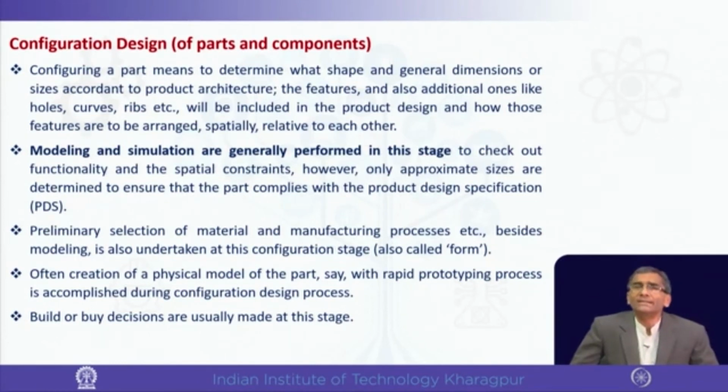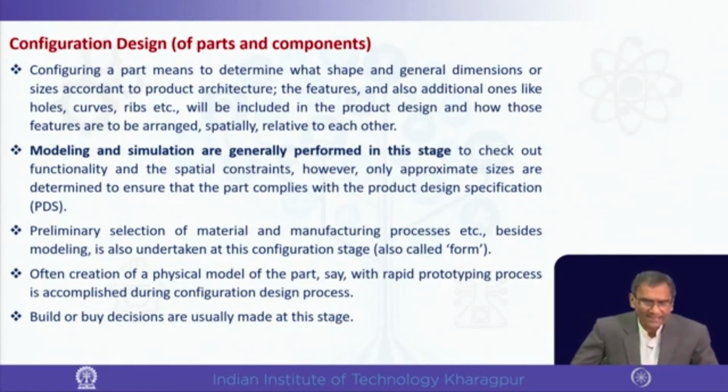So, here we decide the approximate size and shape of the product according to the PDS, the product design specification, that we had established earlier. The materials and manufacturing process are also generally addressed and selected. This configuration is often also known as form. What will be the form of a clock or a wristwatch or television set?